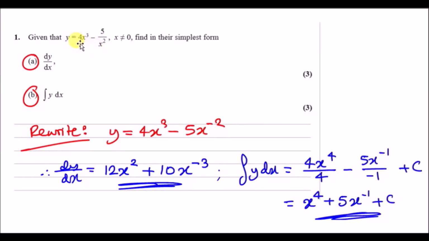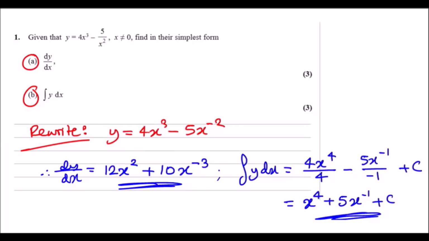So looking at this one, we have 4x cubed, which is fine. However, we got 5 over x squared, and we have to realize that when you got x squared in the bottom, to bring it onto the baseline, we put a negative power. So this means the reciprocal. So x squared goes up and you write x to the negative 2. Okay? Now let's go ahead and differentiate.